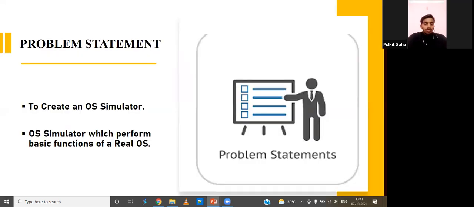Now let's talk about the problem statement. Our objective is to create an OS simulator, which performs the basic functions of a real operating system.